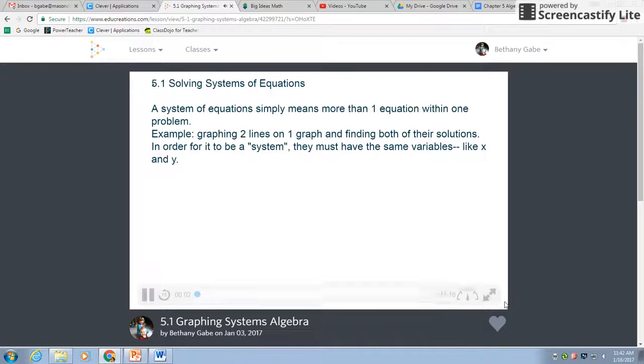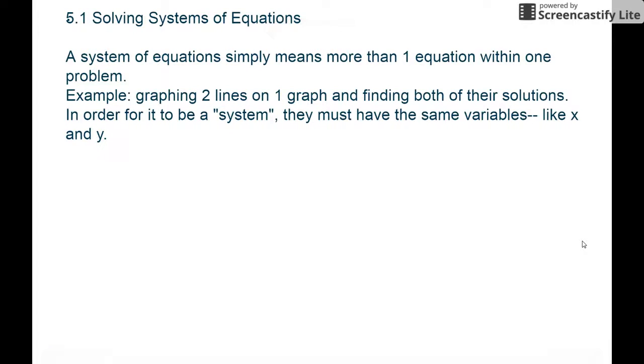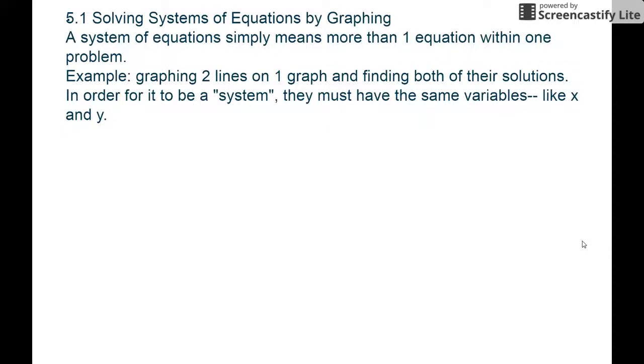Alright, 5.1 is solving systems of equations, and more specifically 5.1 is by graphing. You're going to find out in the next couple sections there's also going to be other methods to solve systems, but the first method is simply by graphing. So a system of equations just means that there's more than one equation within the problem.